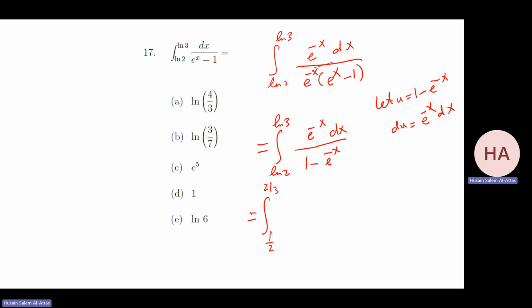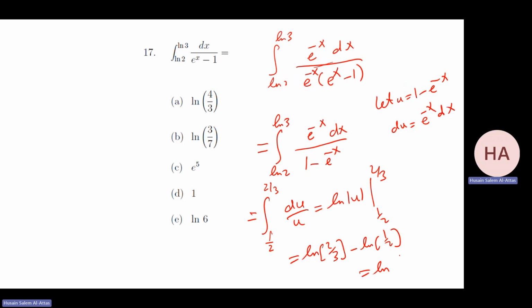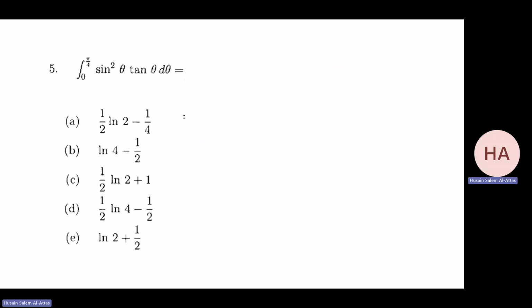Okay, what I have here is du over u. So that will be ln of u from 1 over 2 to 2 over 3. That will be ln 2 over 3 minus ln 1 over 2. That will be ln of 2 over 3 times 2 over 1, the reciprocal, which is ln 4 over 3, which is this one.